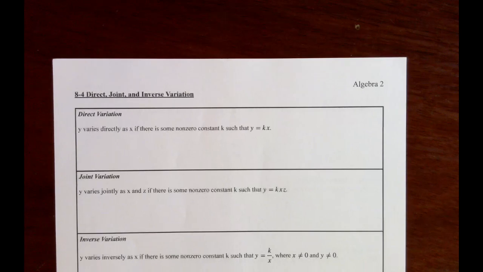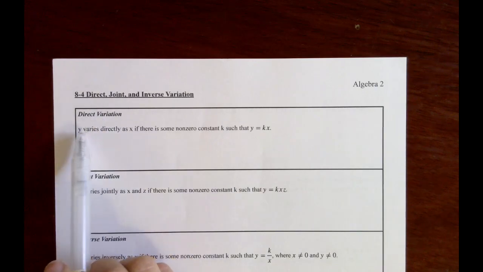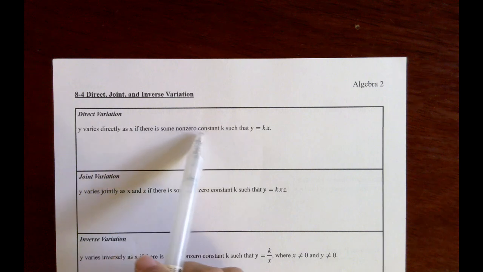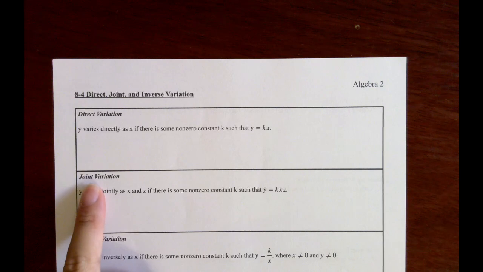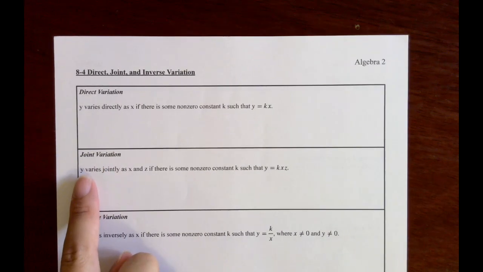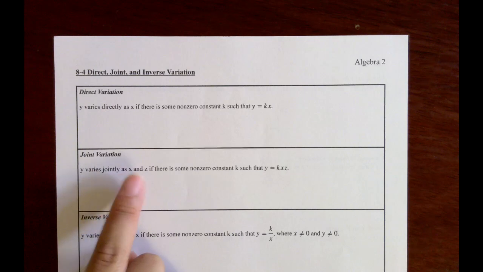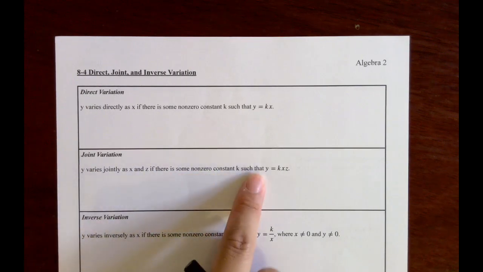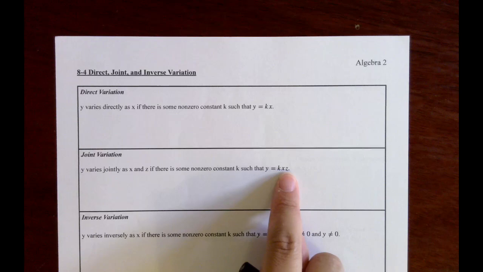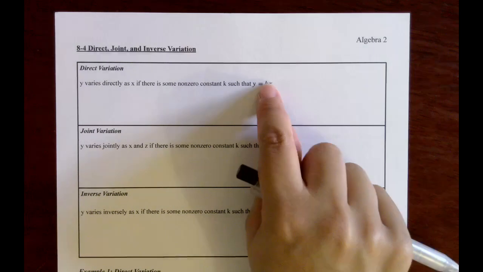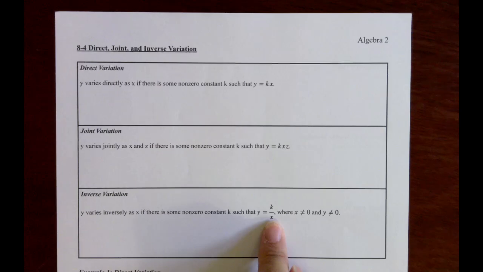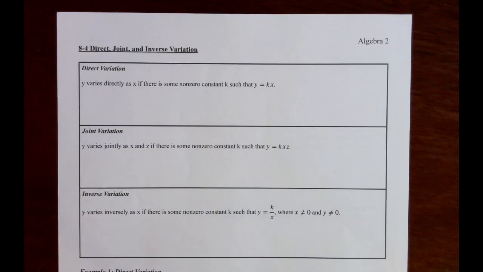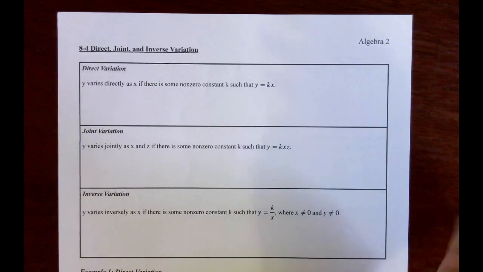So here, direct variation is when it says y varies directly as x if there is some non-zero constant k such that y equals kx. Okay? Joint variation, if you remember, would be described as y varies jointly as x and z if there is some non-zero constant such that y equals kxz. Right? And then inverse variation: if direct was multiplying, inverse is going to be dividing. Okay.